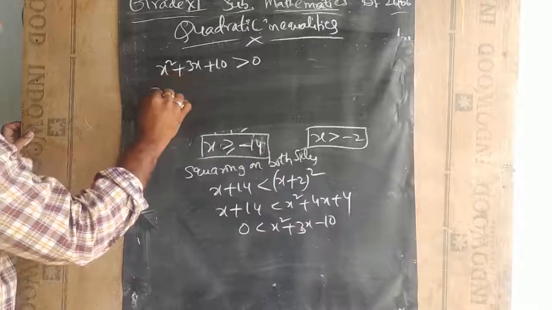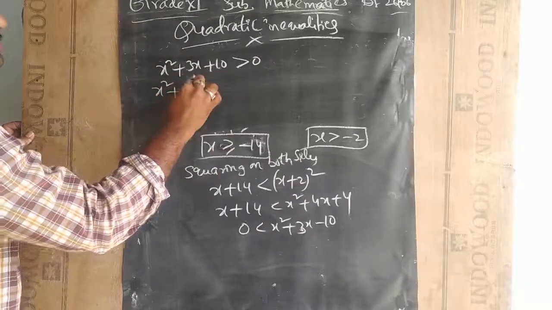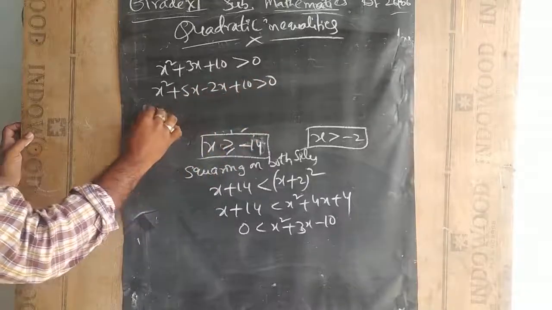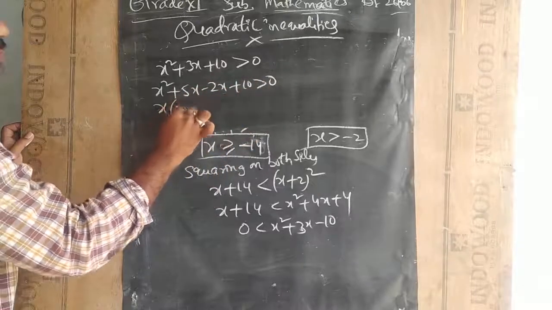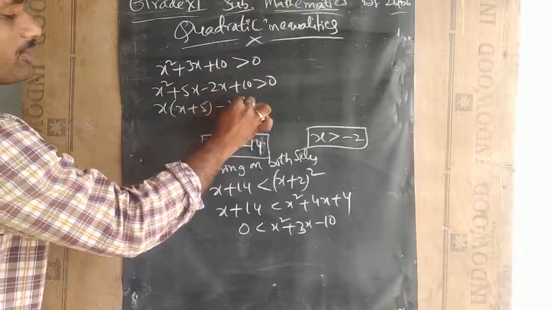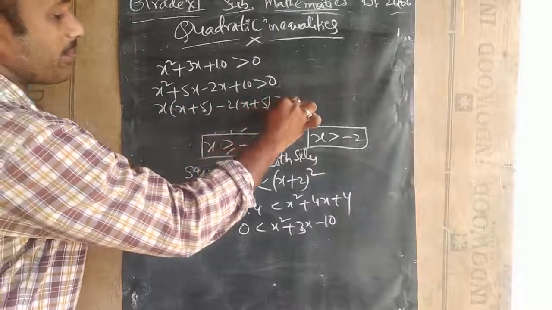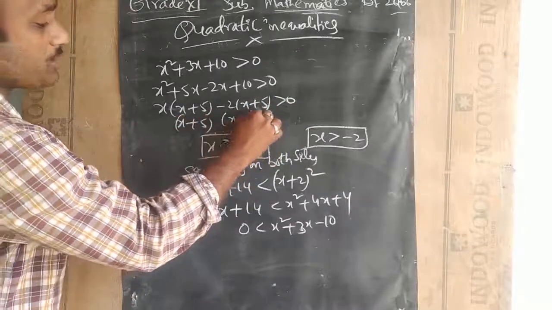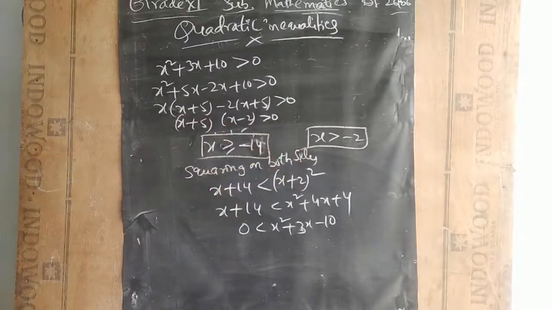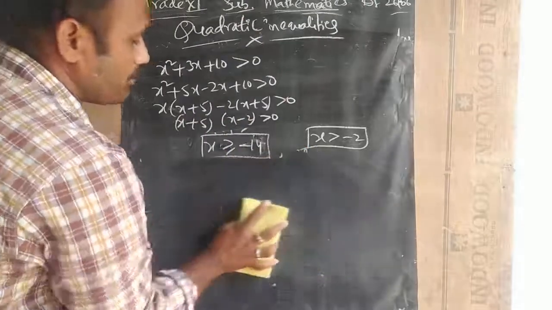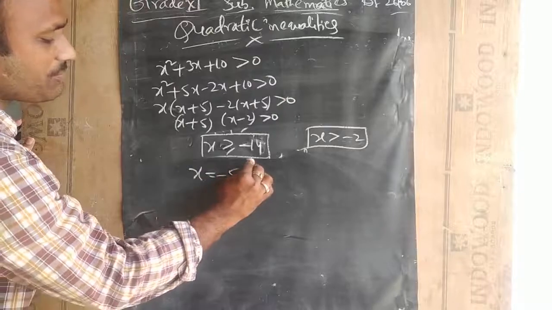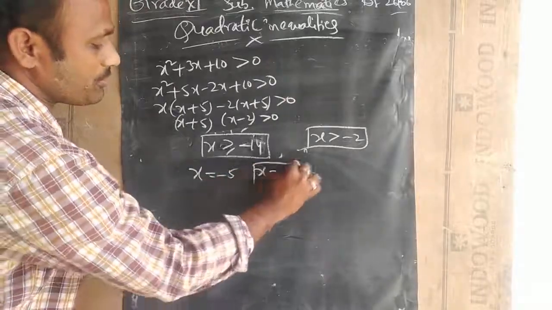So by splitting the middle term, 10 can be written as 5 and 2. So x square plus 5x minus 2x minus 10 greater than 0. So we can take x as common. Here x plus 5 and here also x plus 5, greater than 0. So the factors are x plus 5 and x minus 2 greater than 0. So we got here two numbers: x is equal to minus 5 and x is equal to 2.